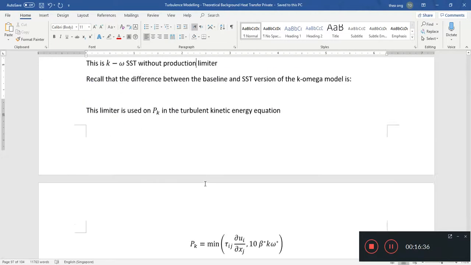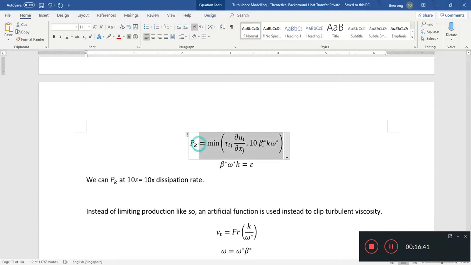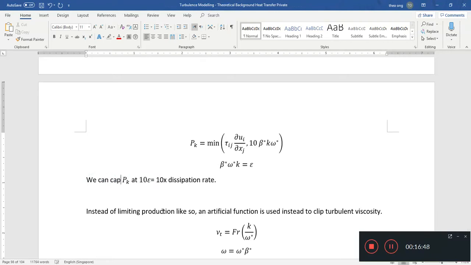Okay. So remember, you have this production limiter. There's P_k here. Oh, I already copied and pasted it down. So if we limit, we cap P_k at 10 times the dissipation rate, or epsilon. The way I define epsilon is this; in the literature it'll be slightly different. So yes, you have this production limiter term here.